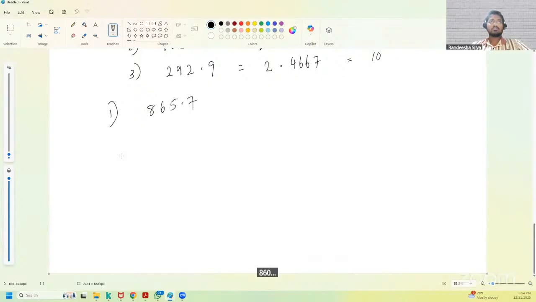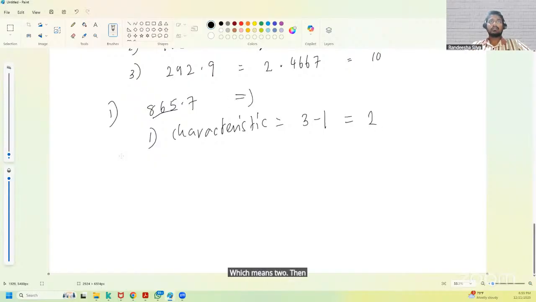865.7. So what is the first one? It's the characteristic. Characteristic means number of integral digits minus 1, so 3 minus 1, which means 2. Then, as I mentioned, we have to take it to 10 to the power 2. Then it will be 8.657 into 10 to the power 2. Then we go with the mantissa.